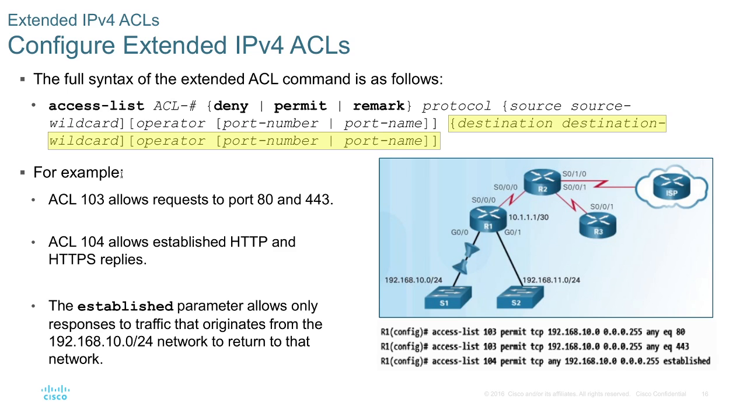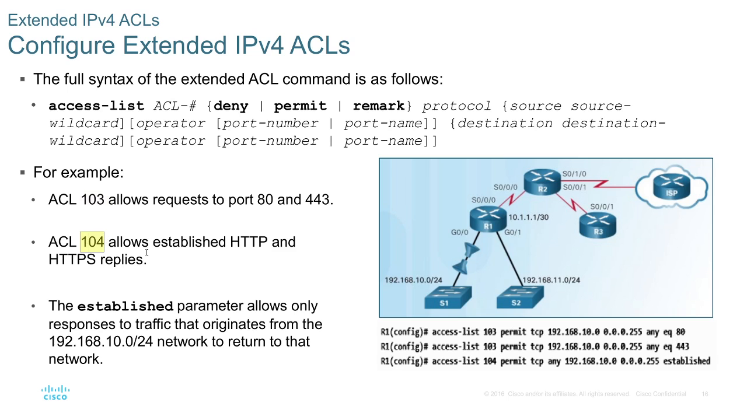So in ACL 103, it allows requests that are coming to port 80. So in destination, it should be port 80 or port 443, whereas the source port can be anything. And the destination address doesn't matter there. It's only checking for the source address and the destination port.